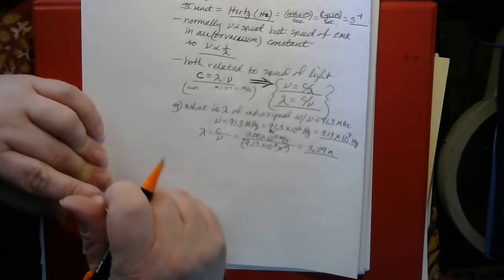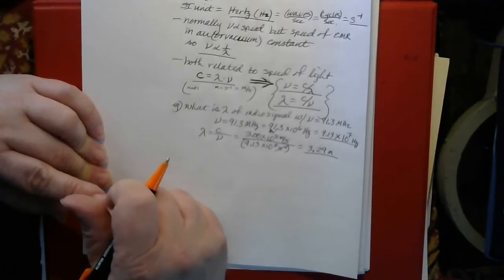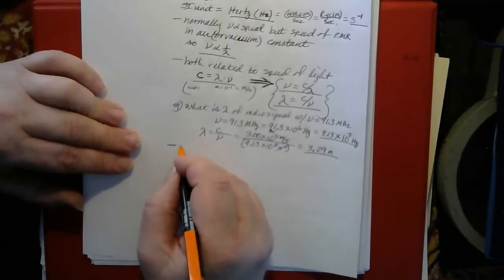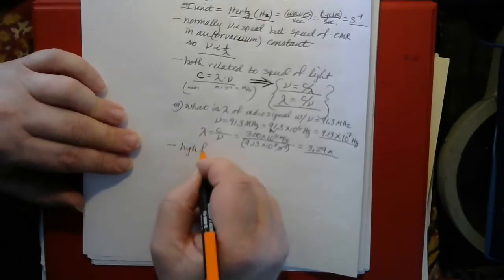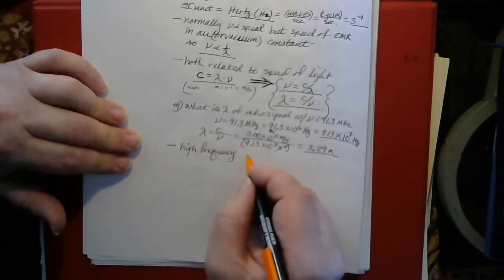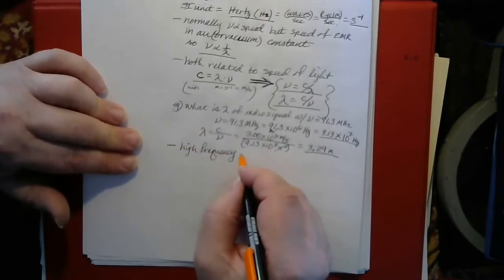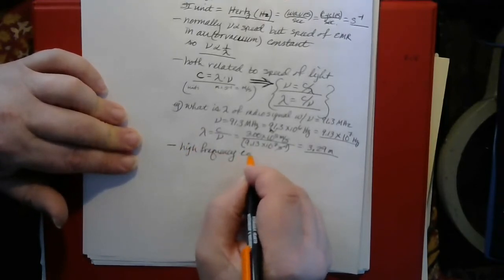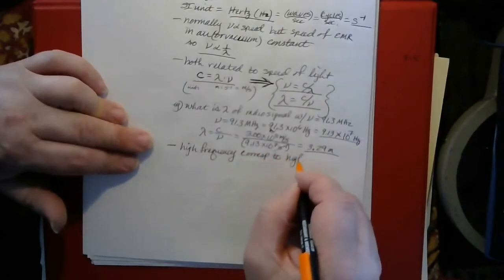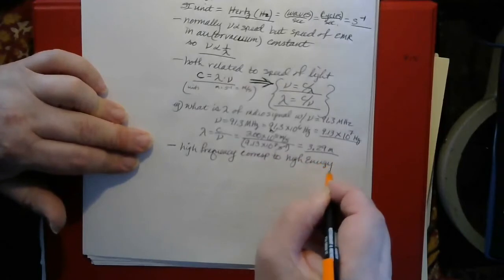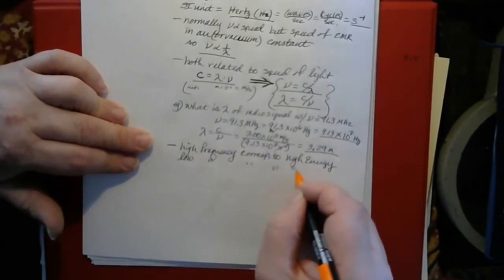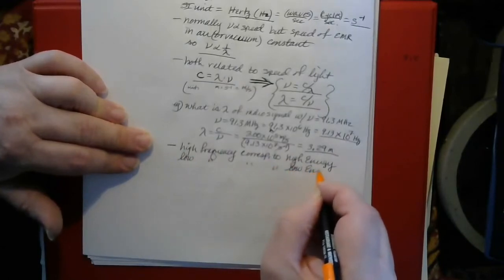So let's see, also we were talking about frequency here. So for frequency, high frequency, or in other words, a large number for frequency, corresponds to high energy, and low frequency corresponds to low energy.